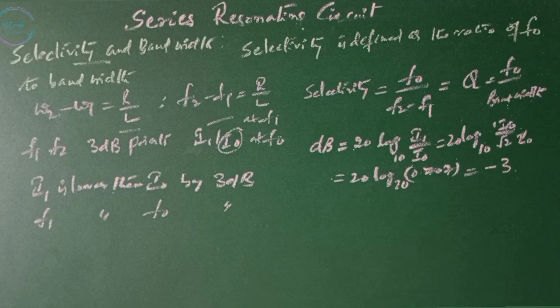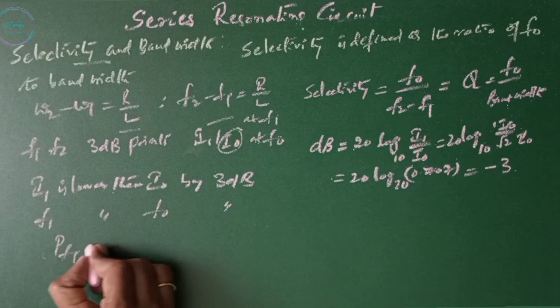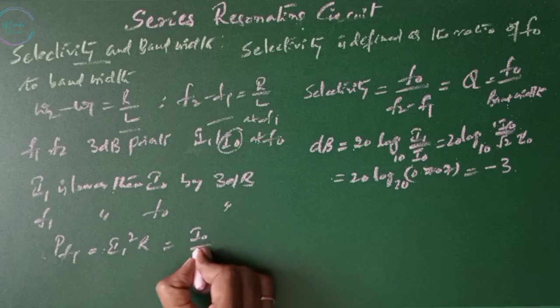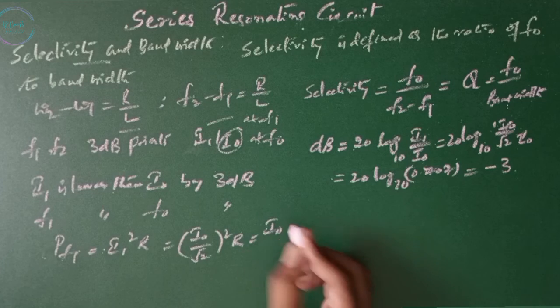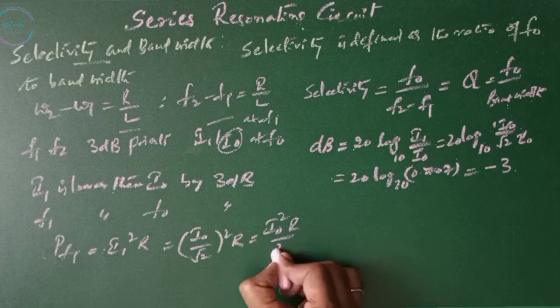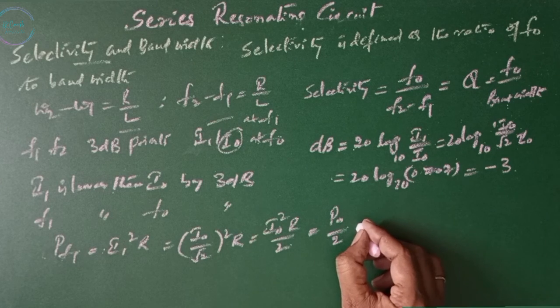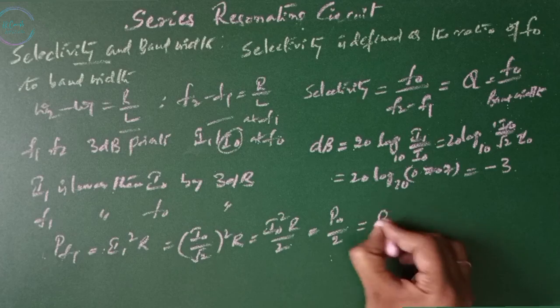The power dissipated at F1 or F2 will be half of the power dissipation at resonance. So the power at F1 is given by I1 squared times R, which equals (I0 divided by root 2) squared times R, which is I0 squared R by 2, which is the power P0 divided by 2. If you calculate at frequency F2, you are going to get the same thing.